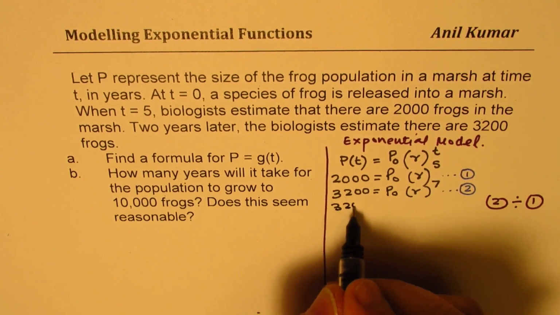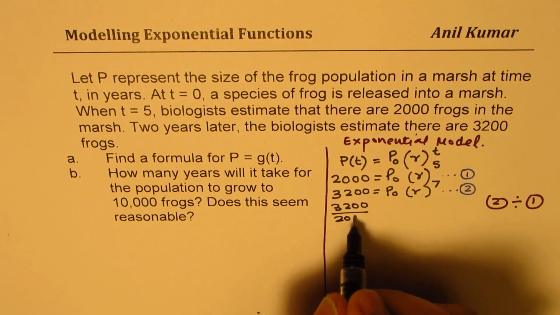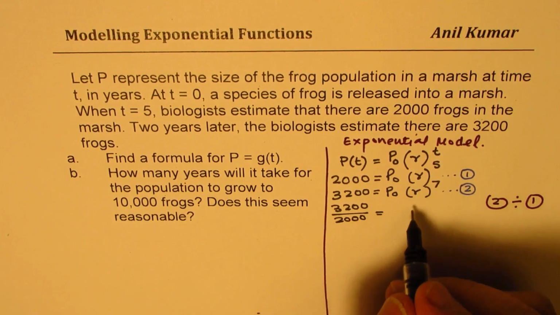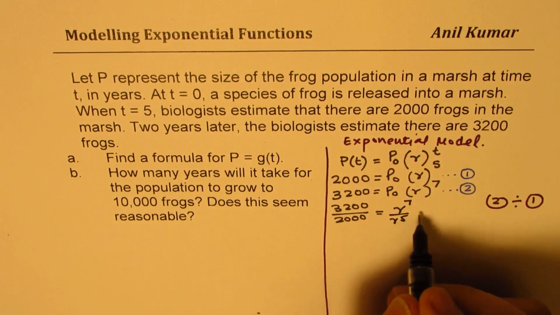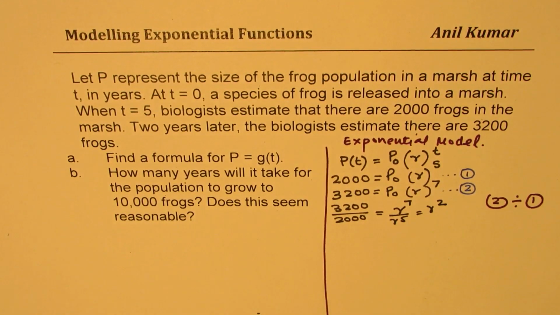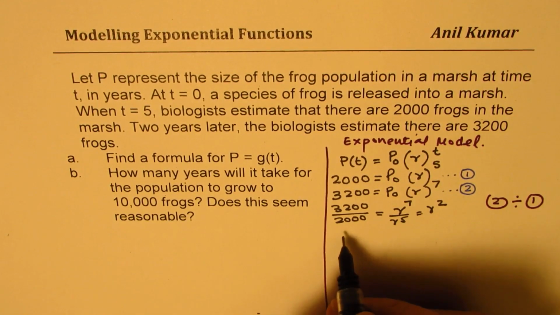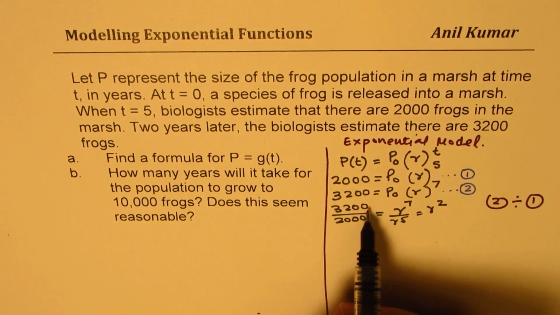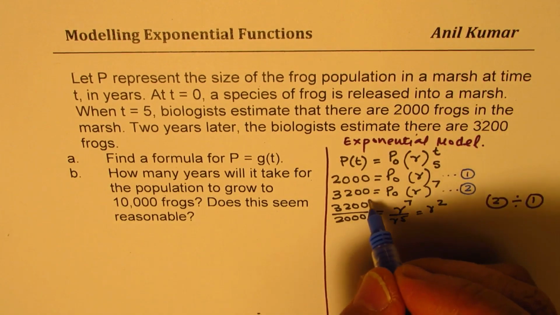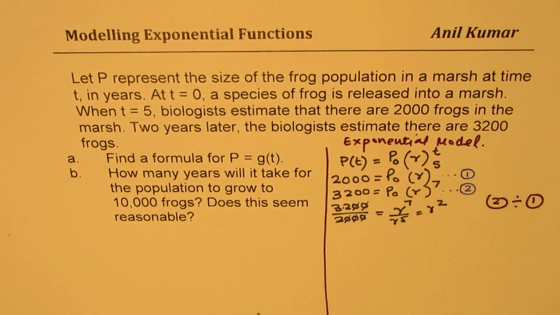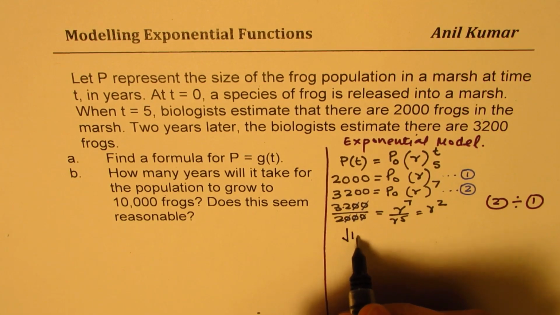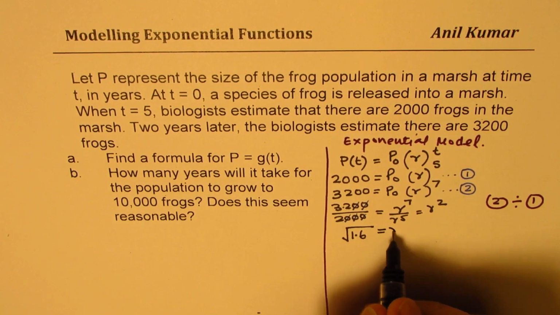So we get 3200 divided by 2000 equals P and P cancel. R to the power of 7 minus 5, which is, well, let's write R to the power of 7 over R to the power of 5, which is R square, right? So from here, we get the value of R as, now this is when you cancel, so it is 1.6, right? So square root of 1.6 is equal to R.